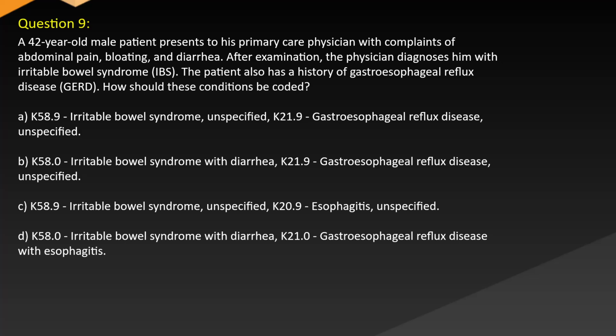A. K58.9, Irritable bowel syndrome, unspecified; K21.9, Gastroesophageal reflux disease, unspecified. B. K58.0, Irritable bowel syndrome with diarrhea; K21.9, Gastroesophageal reflux disease, unspecified. C. K58.9, Irritable bowel syndrome, unspecified; K20.9, Esophagitis, unspecified. D. K58.0, Irritable bowel syndrome with diarrhea; K21.0, Gastroesophageal reflux disease with esophagitis.